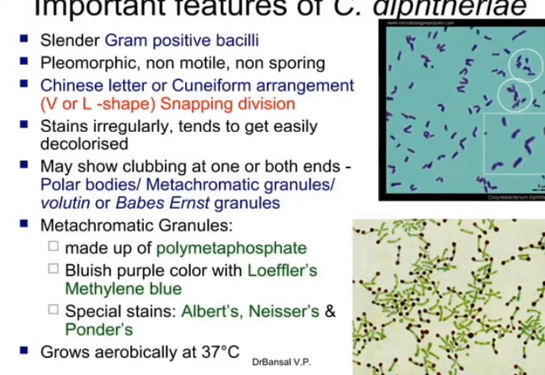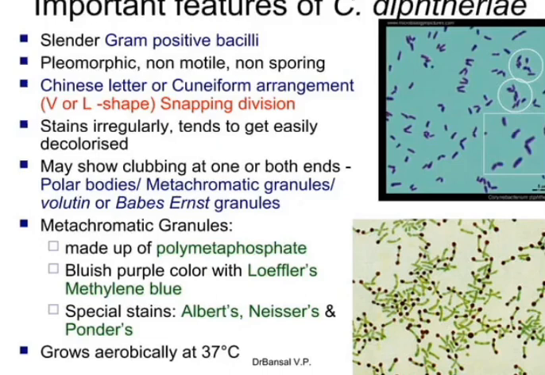Slender, gram-positive, bacillary, pleomorphic, non-motile, non-sporing. They show a Chinese letter or cuneiform arrangement due to snapping division, placed like a V or L shape. The stain is irregularly distributed and tends to decolorize easily. They may show clubbing at one or both ends.